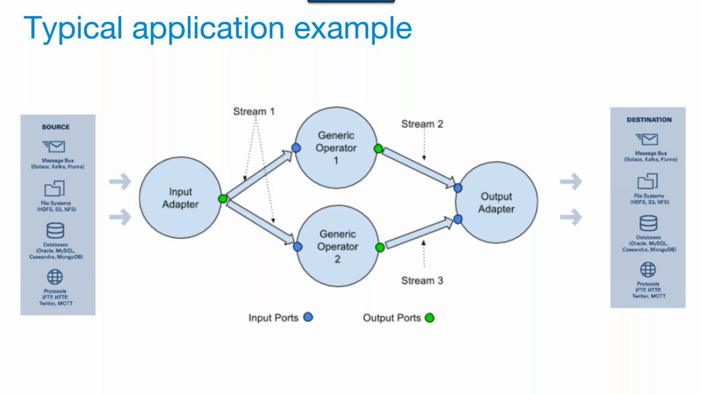Based on this, we classify the operators into three categories: the input adapter, the generic operator, and the output adapter. An input adapter doesn't have any input ports, so it talks to the external system. The processing operators have both input ports and output ports. And the next category is the output adapter, which doesn't have any output ports. This also talks with the external system, like Kafka, HDFS, or a database.